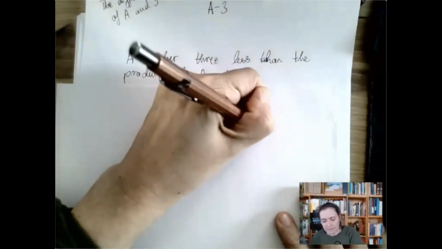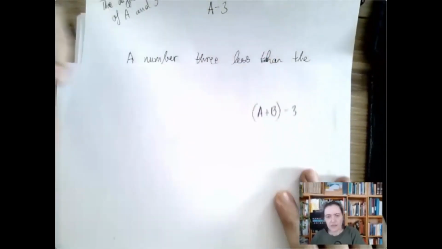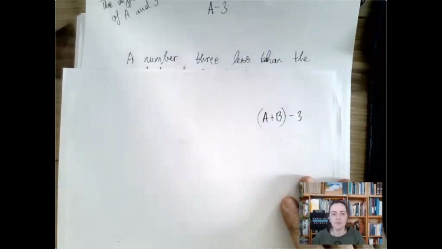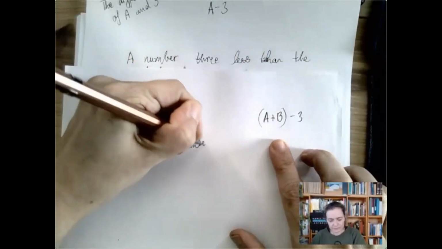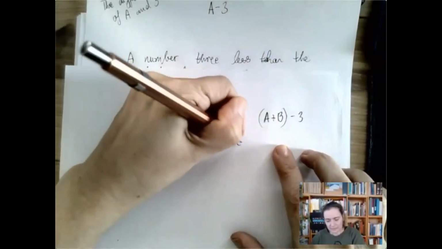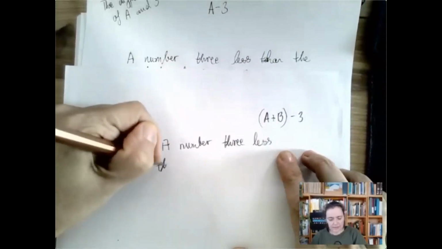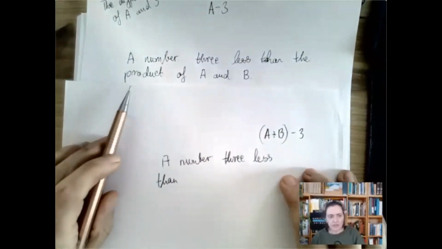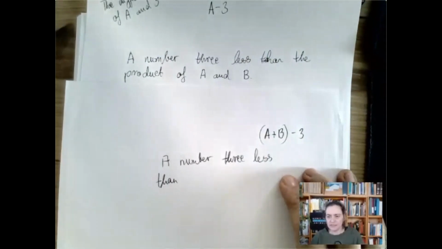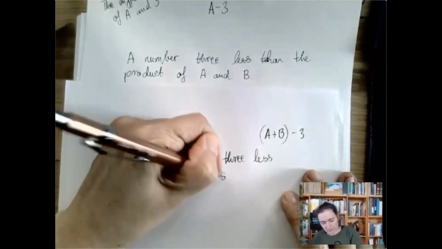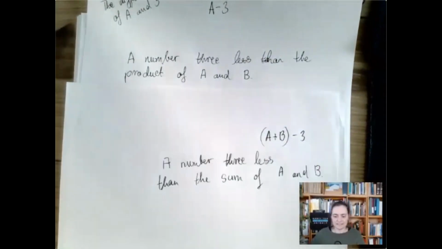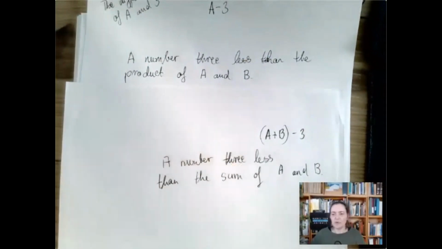So this here is a number 3 less than the sum of A and B. This here is a number 3 less than, but this doesn't say sum, it says product. So how would you fix it? This is almost there. What does product mean? What operation has a product? What is the product of this and that?